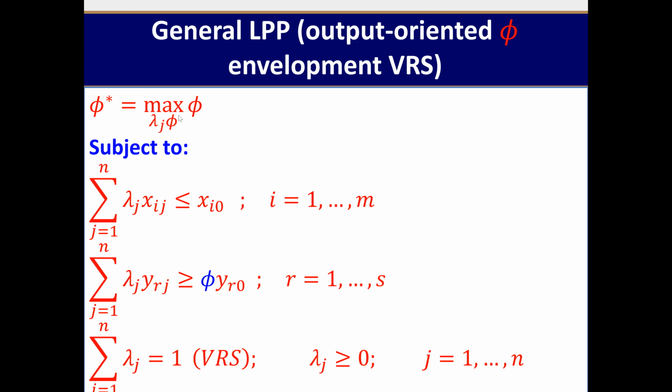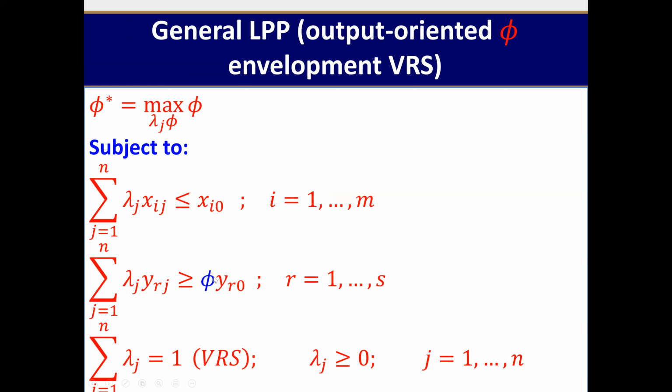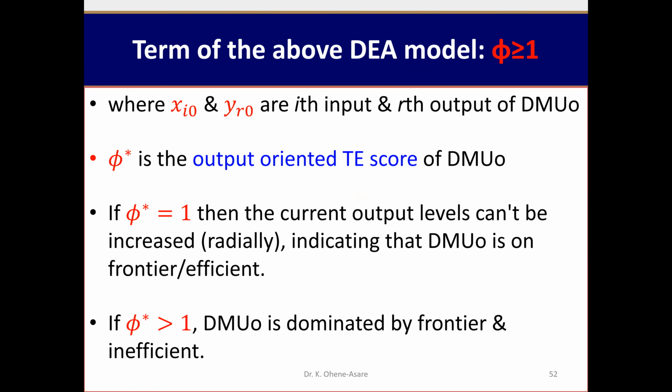For envelopment, we also maximize the phi. And remember, this phi is 1 and above. How is that different from the input oriented? Well, this is the input oriented. In the input oriented, the theta is multiplying the input and not the output. In order to distinguish between the input oriented score and the output oriented score, we use the theta for the input oriented score, and we use the phi for the output oriented score. Now, when this score is a star, it means it's a numerical value. All right, we've interpreted all of this the last time.